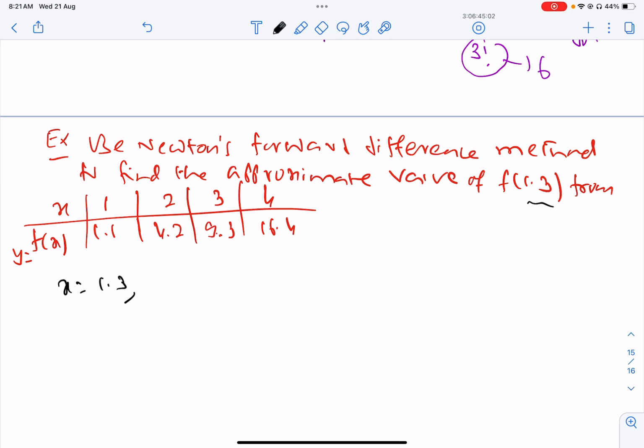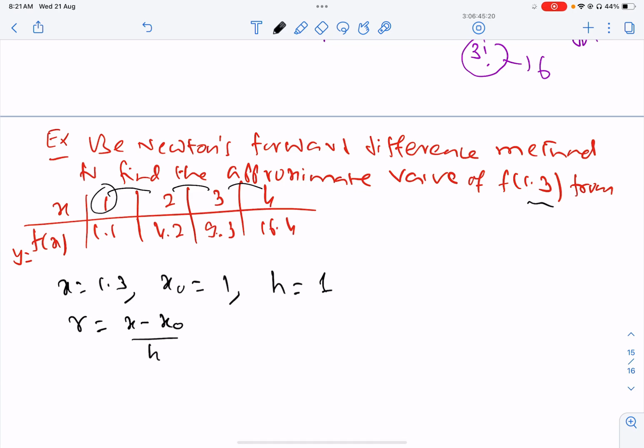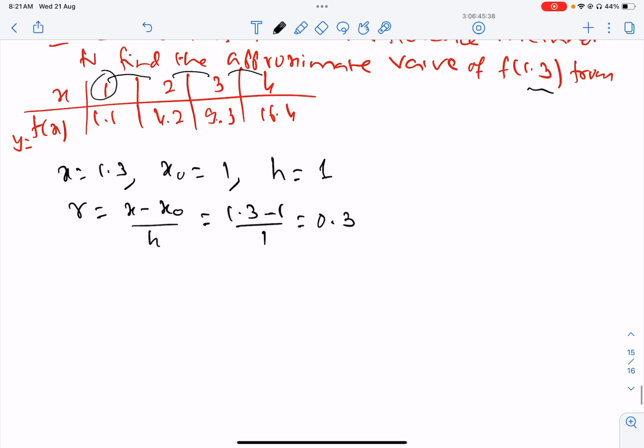Okay, x0 is 1. Now h is the difference. So 1 to 2, then 2 to 3, then 3 to 4. So h is 1. And r is (x minus x0) by h, so that is equal to (1.3 minus 1) by 1, and so it is nothing but 0.3. That is r. Now we prepare the table.